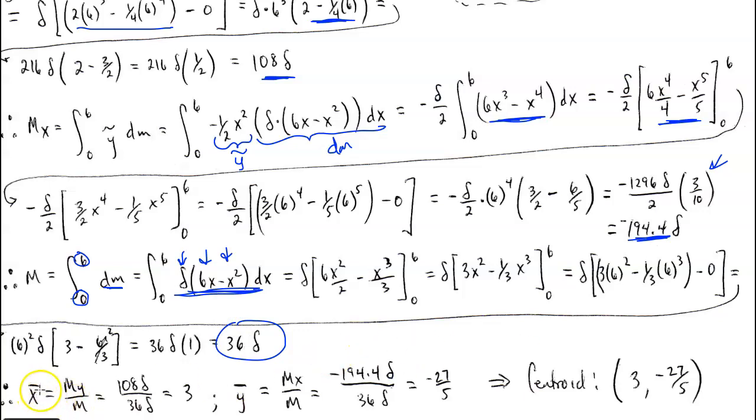And so now the x coordinate for the centroid is just the moment about the y divided by the system mass. And we see that that's just 108 delta minus 36 delta, which gives us 3.